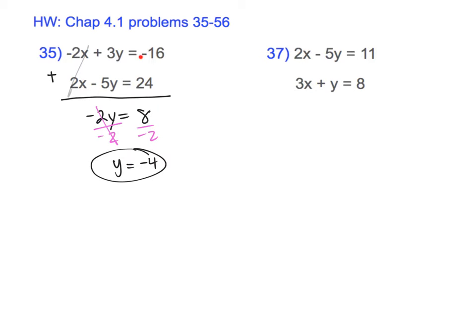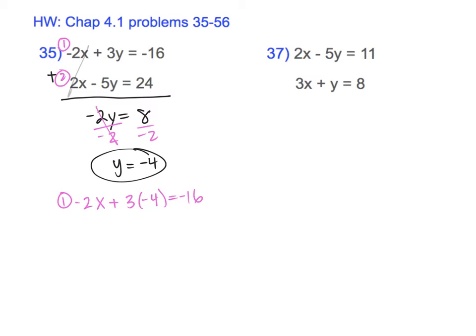So I go back to one of these equations. It doesn't matter which one. So I'm just going to plug it into the first equation. Really doesn't matter. So -2x, because I don't know x, plus 3 times y, which is -4, equals -16.